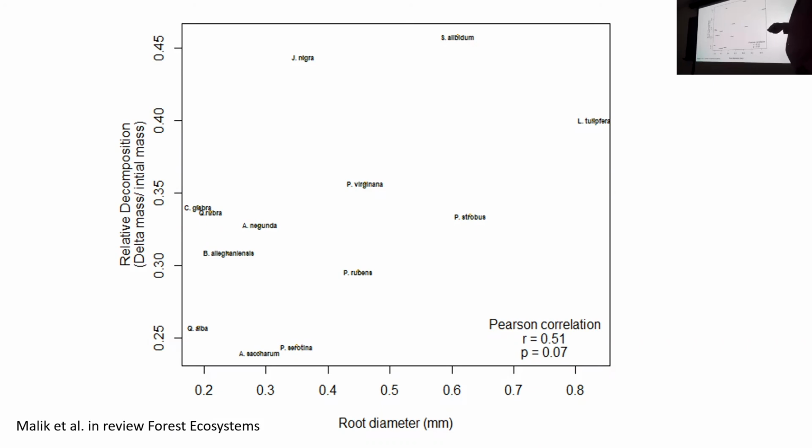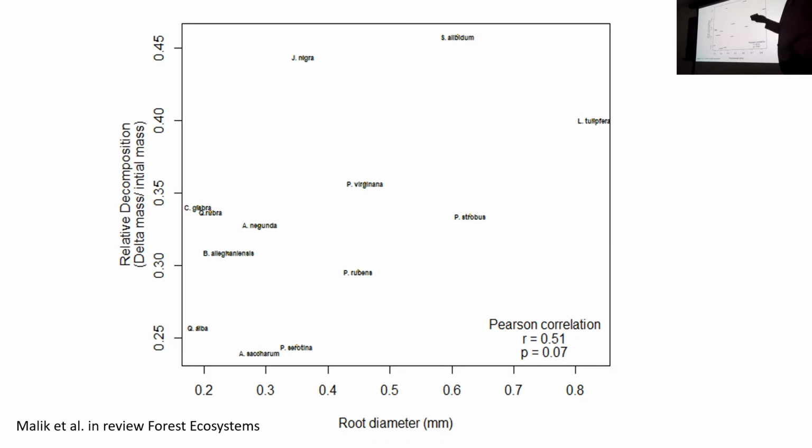And as you go from fine root to coarse root, interestingly, we saw an increase in relative wood decomposition. So this is the change in mass. We weighed the initial mass of the wood, came back 13 months later, and we're measuring what's left. And this is what we found. So this suggests that as you increase root diameter, there's an increase in decomposition.